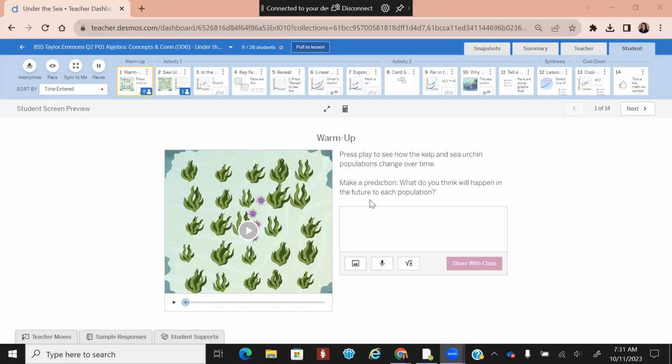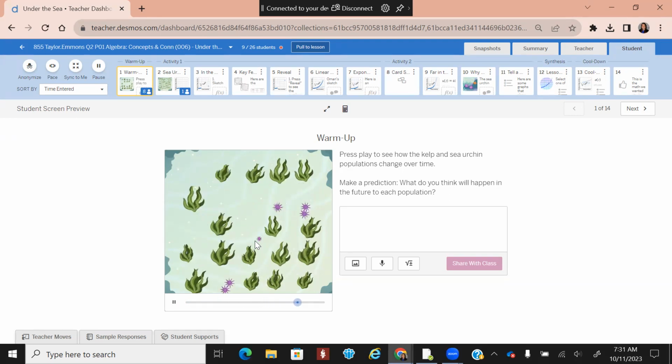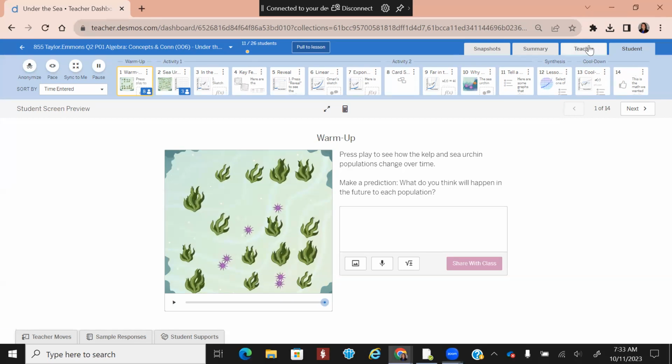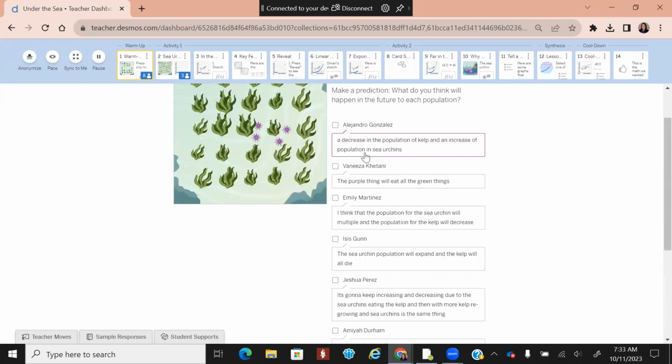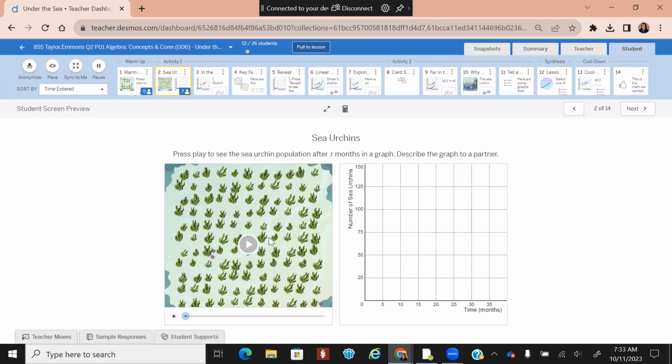We're going to press play to see how the kelp and the sea urchin populations change over time. Make a prediction. What do you think will happen in the future to each population? What do you think is going to happen to the kelp? The kelp's the green stuff, and the sea urchins are the purple things. What do you think is going to happen in the future to each population? Go ahead and type that. So some of y'all were saying the decrease in kelp population, increase in sea urchins. Great, awesome, fabulous.